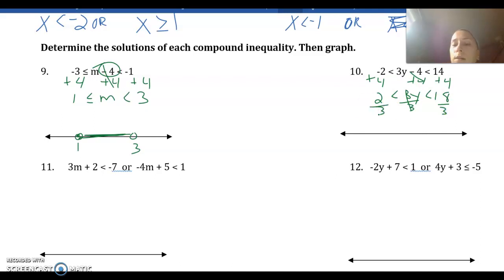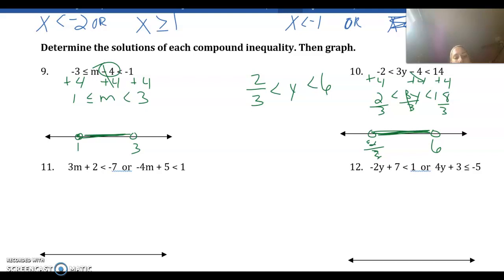So we end up, I'm going to write it down over to the left. We have 2/3 is less than y, and y is less than 6, because 18 divided by 3 gives us 6. We do not have any less than or greater than or equal to there. So we have 2 open circles, and we're just going to label 2/3 and 6, and we're going to shade in the middle there. That's our answer for number 10.